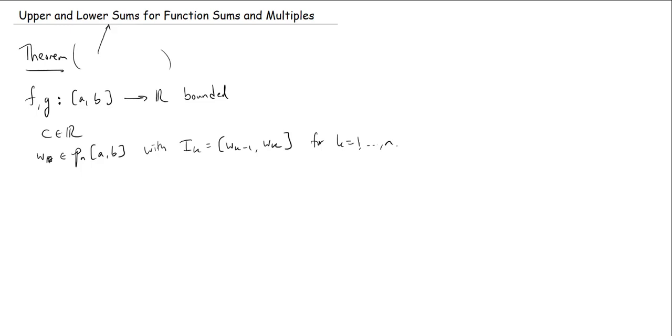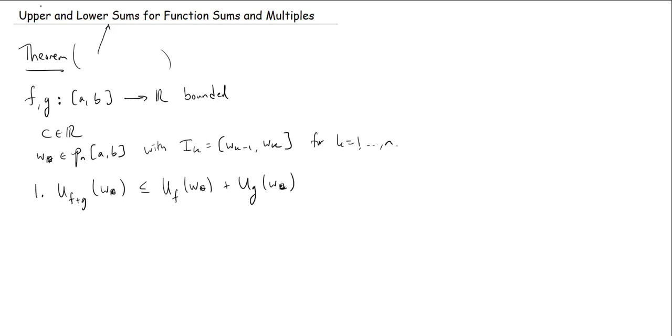As in the previous video, I'm going to write down each of the statements and prove them one at a time, although actually I'm only going to prove half of them because I'm going to leave the other half as exercises. So the first statement is that if I compute the upper sum for f plus g evaluated on this partition W, so the f plus g upper sum of W, then this is going to be less than or equal to the f upper sum of W plus the g upper sum of W.